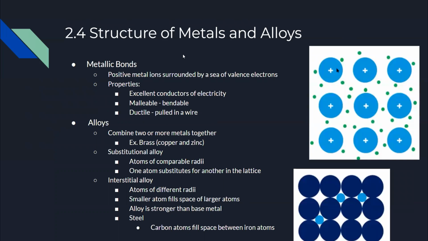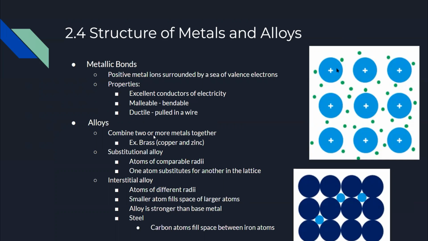So 2.4 Structure of metals and alloys. So you have metallic bonds, which are basically positive metal ions surrounded by a sea of valence electrons. Their properties are that they're extremely good conductors of electricity. They're malleable or bendable, ductile, and they can be pulled.